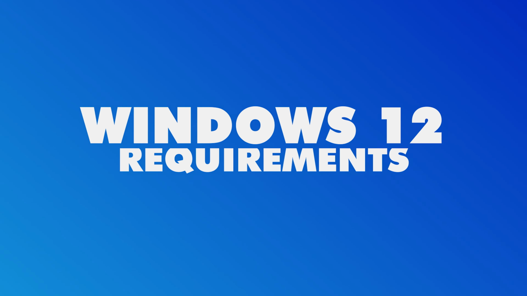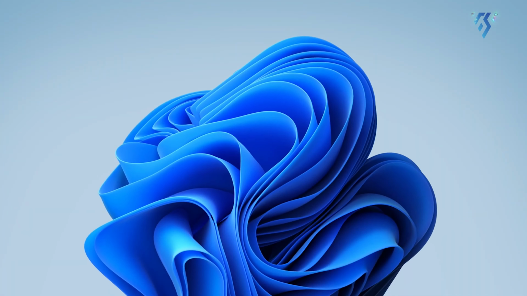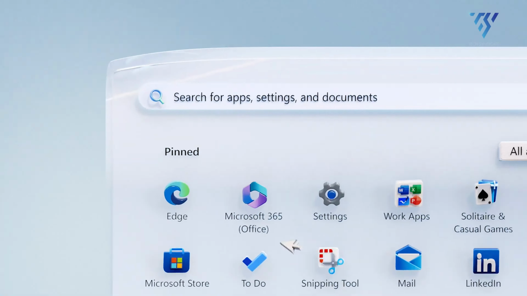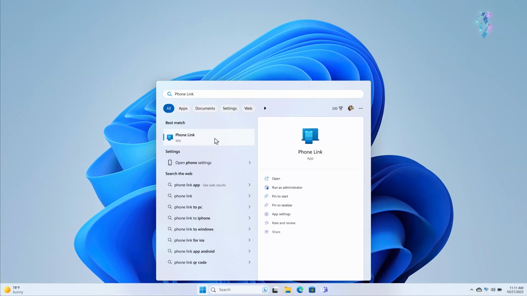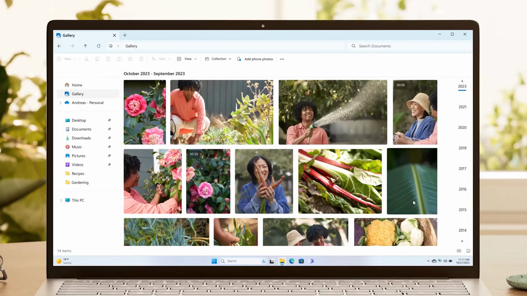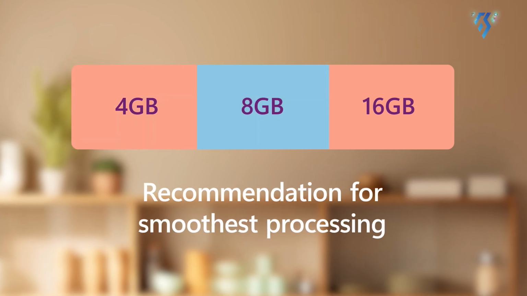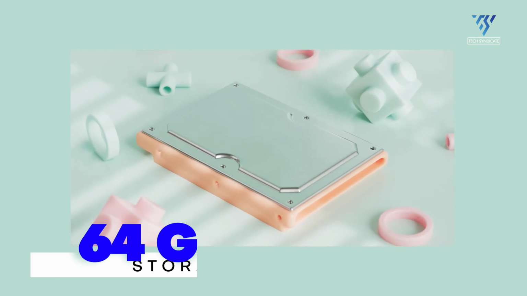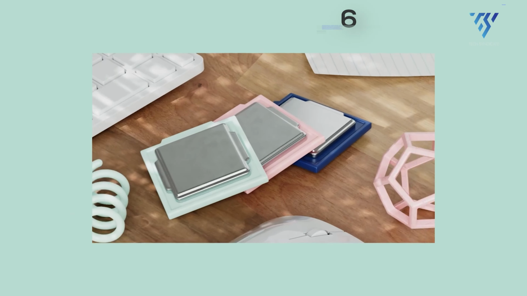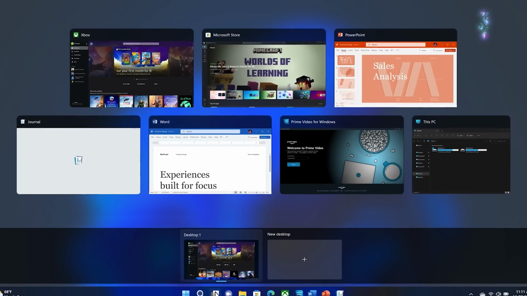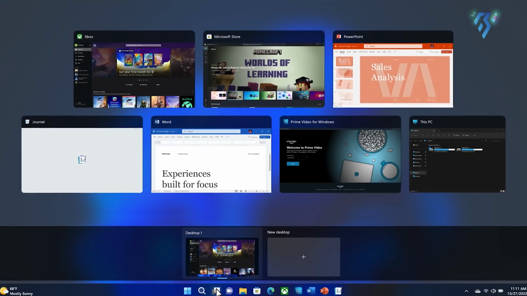Windows 12 requirements. To install Windows 12, your computer needs to meet certain minimum system requirements, which are anticipated to be similar to or the same as those for Windows 11. The expected specifications include 8GB of RAM, 64GB of storage, 64-bit processor, 1 GHz CPU clock speed, an internet connection and a Microsoft account for the initial setup.